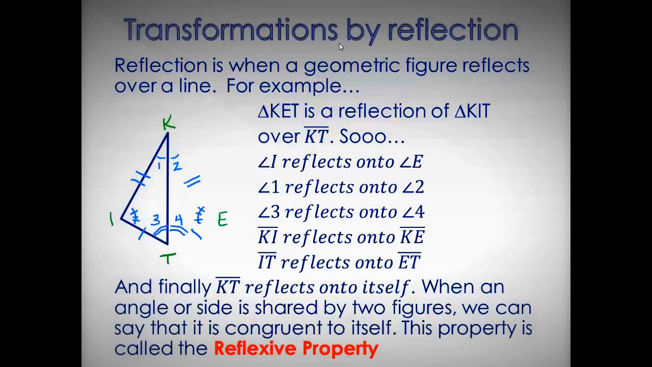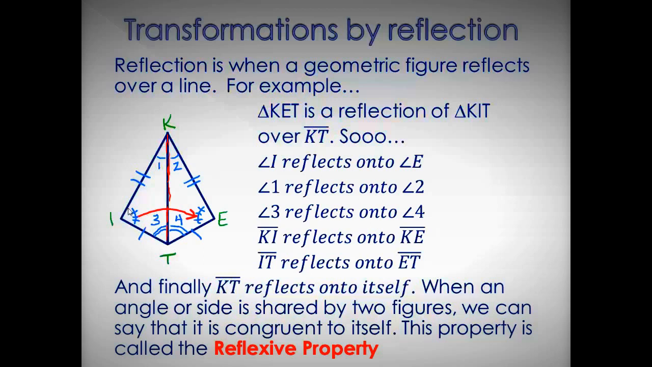All right, now let's look at transformations by reflection. Reflection is when a geometric figure reflects over a line. For example, triangle KET is a reflection of KIT over this line here. So this line right here is what we're reflecting over. When I say reflecting over, I mean that if I took a mirror and held it up there, it would reflect over that.